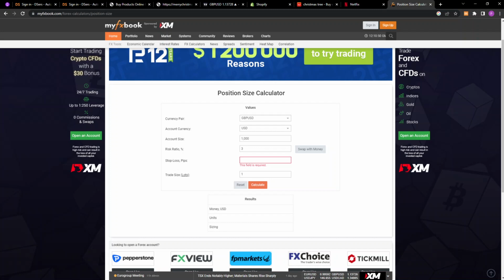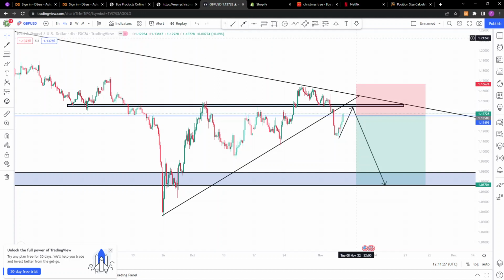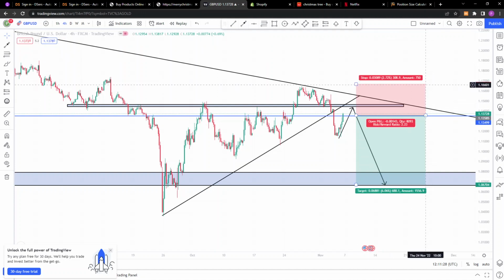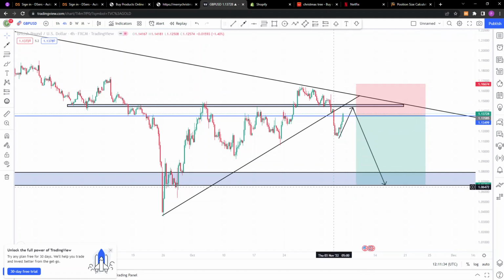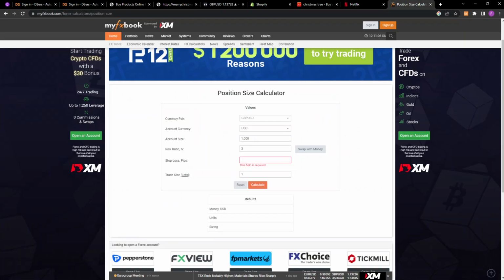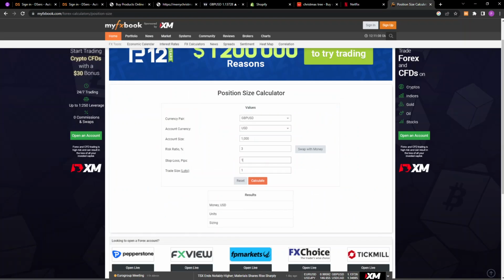So stop loss in pips is where the market is going to stop you out. This is where the market is going to stop us out if it does not go in our favor. 1.16674. Okay, that's basically where we're going to be.